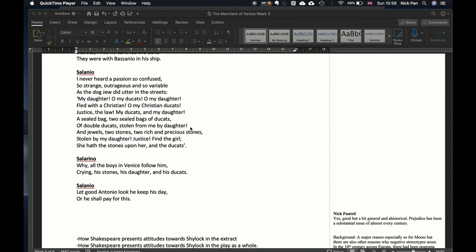My daughter, oh my ducats, oh my daughter, fled with a Christian, oh my Christian ducats, justice, the law, my ducats and my daughter, a silk bag, two silk bags of ducats, of double ducats stolen from me by my daughter, and jewels, two stones, two rich and precious stones, stolen by my daughter, justice, find the girl.